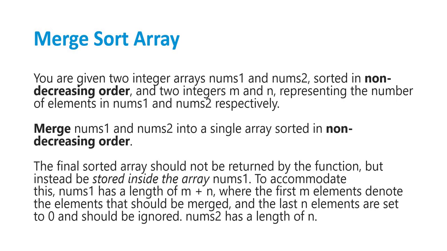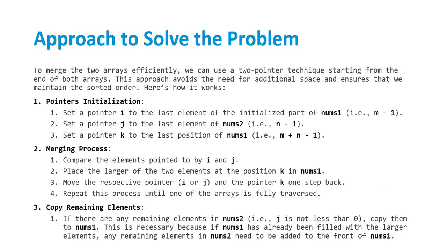You are given two sorted integer arrays nums1 and nums2. The first array nums1 has a length of m plus n, where the first m elements are the actual elements to be merged, and the last n elements are placeholders that should be ignored. The second array nums2 has a length of n and contains n elements that need to be merged into nums1. The goal is to merge nums2 into nums1 such that the resulting array in nums1 is sorted in non-decreasing order. So now let's discuss the approach.